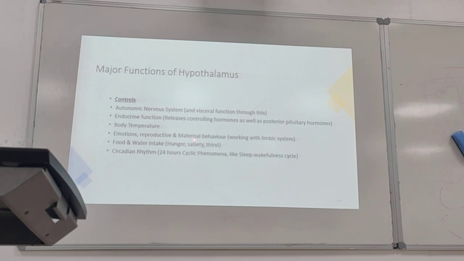It controls mother's behavior. You know mother's love with the child? So it comes from the hypothalamus. Food and water intake. Hunger, ju. When we are full, the hypothalamus stops us from eating. Satiety is shava. Thirst, atash. Hunger, ju.